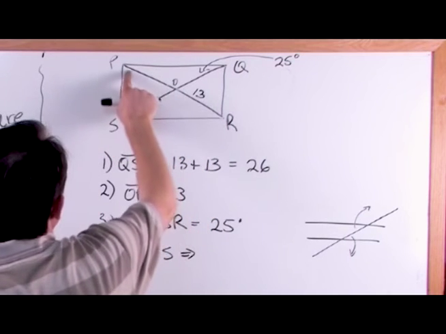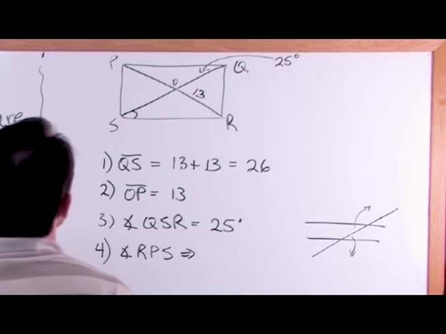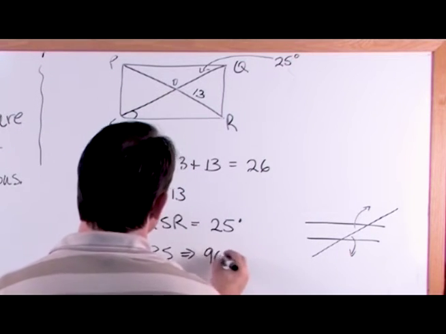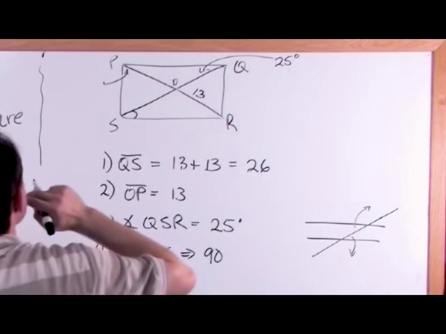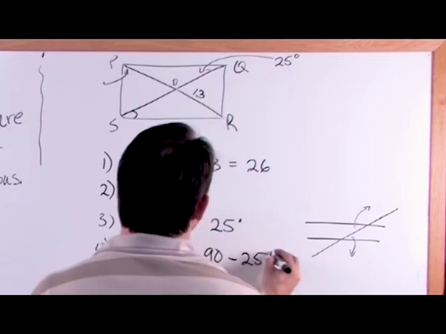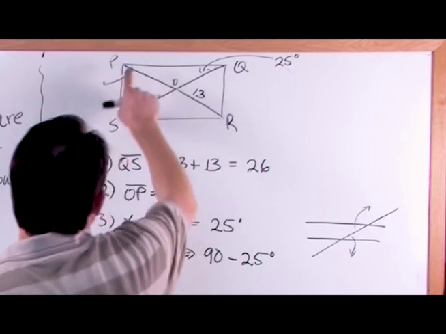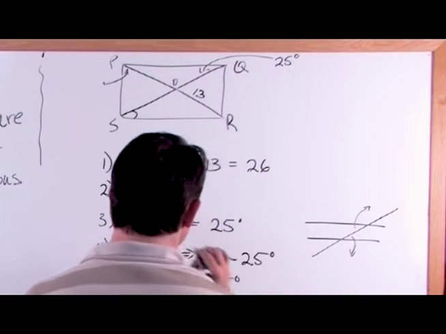RPS is just going to be this angle here. What would that angle equal? Well, we know that this entire angle here has to be 90 degrees, but we're only interested in this part of the angle right here, so all we have to do is subtract off 25 degrees, because this angle is going to be 25 degrees, same as this one, and you can kind of see that from the symmetry, okay? And that's going to be 65 degrees.